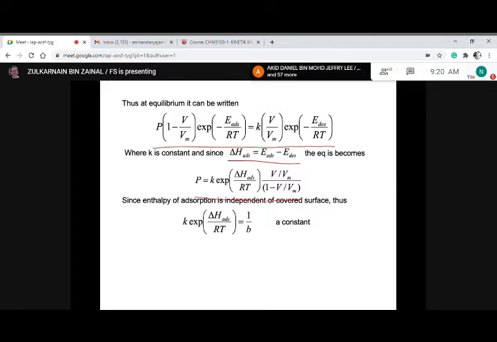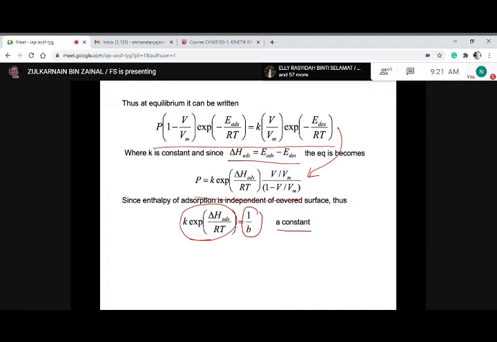And since, okay, how do you get from here to here? You have to do it yourself. Since the enthalpy of adsorption is independent of covered surface, you can just give a constant. So everything here is constant, right? So just equate that with one constant, and the constant there is 1 over V. So what is 1 over V? 1 over V is K exponential delta H ADS over RT.